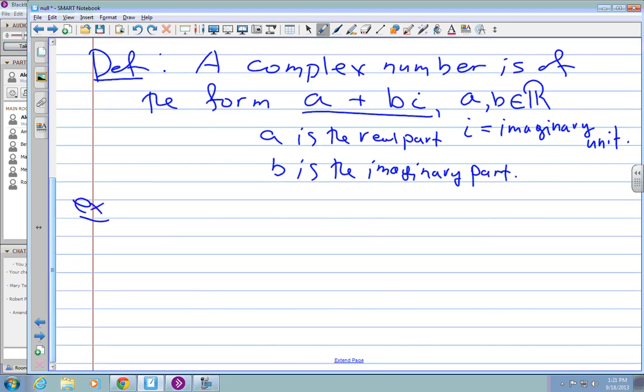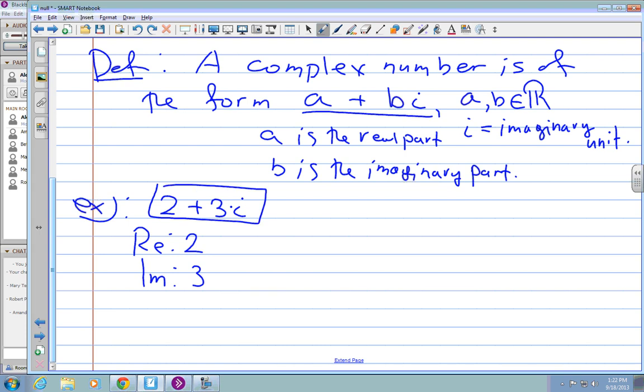So example, 2 plus 3i. Here's an example of a complex number. 2 is a real number, 3 is a real number, i is that imaginary number. What is the real part here? 2. What is the imaginary part here? Just 3. Okay, so that's just the coefficient in front of the i. So 2 is the real part, 3 is the imaginary part, and 2 plus 3i is a complex number. That's how it's written.